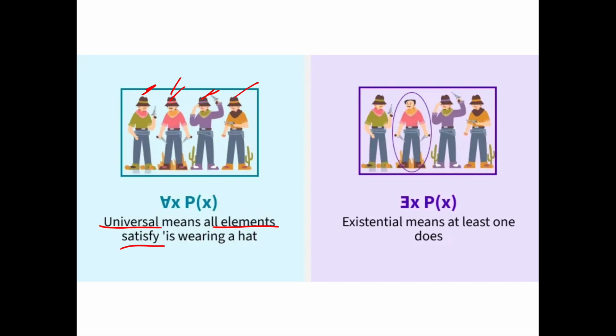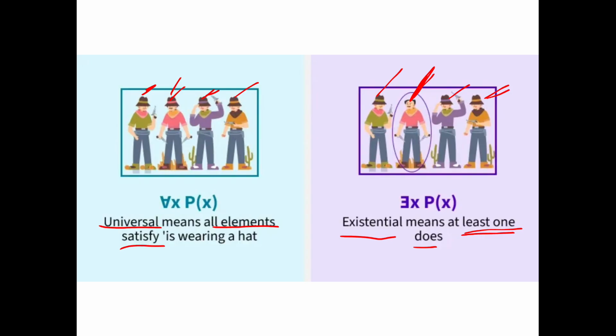And then here's the existential. It means that at least one does. So you can see that as long as there is one among the four men wearing a hat, it would be true. Even if one is not wearing a hat, we can see that three are wearing hats. From the word existential, as long as there is somebody who exists, it is true.